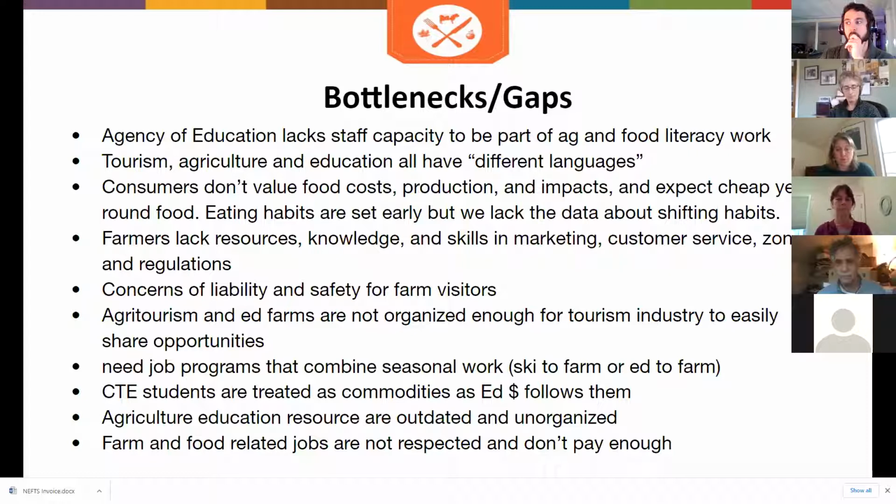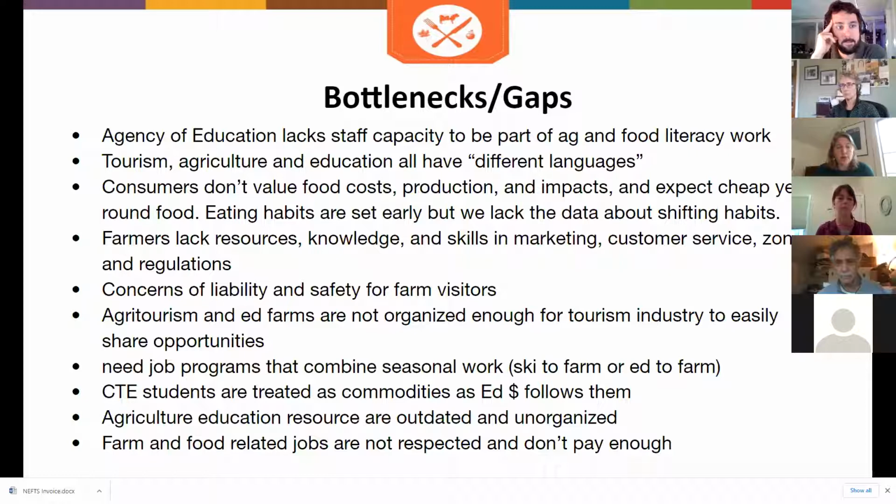That in this third bullet combined a lot of ideas that a lot of consumers are challenged by not valuing food costs, the production of their food, the impacts agriculture make, and have an expectation of food that is low cost and is available year round, even if it's something that's not seasonal or not local. And that we understand a little bit about eating habits being set at young ages, but that we still really lack some of the data as to how to shift eating habits. So that's really sort of focused on consumers' expectations and knowledge.